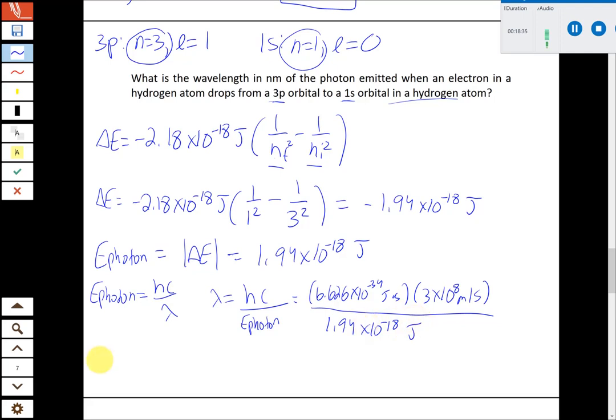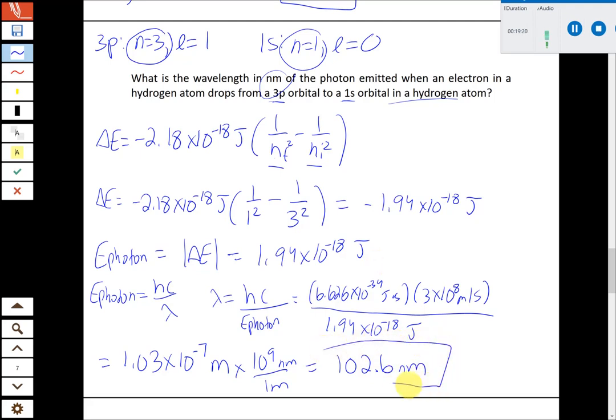So when we multiply this out and divide, we get 1.03 times 10 to the minus 7 meters. We want this in nanometers, so we're going to multiply that by 10 to the 9th again to get to nanometers. It didn't specify in this problem, I don't think, what the answer format would be, but you would probably enter something like 102.6 nanometers.